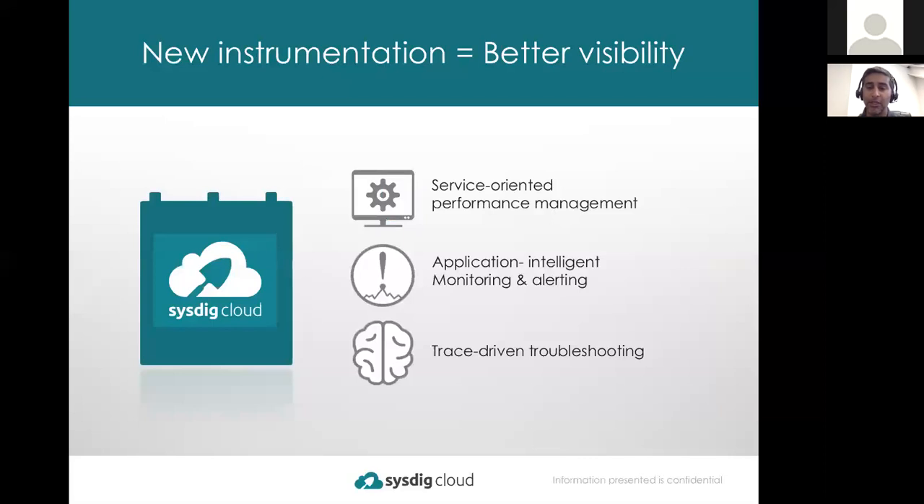Next is application intelligent monitoring and alerting. One thing I did not mention on the earlier slide is when we instrument the kernel, we not only see what the container is doing, we see what the application inside the container is doing. And that means we can tell you passively, without you having to do any active work, what applications or components you have running and how they're performing right now. That really changes the way we can help you alert on the performance of your system.